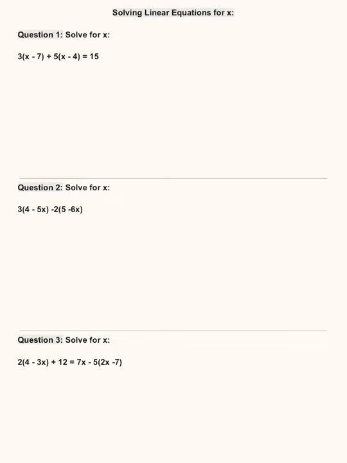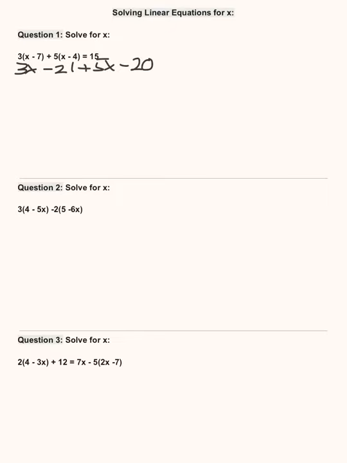So we're going to say 3 times x is 3x. 3 times minus 7 is minus 21. Then we move on to the next bracket. Same idea, the 5's now outside of the brackets, we must multiply everything in the bracket by 5. So 5 times x is 5x. And 5 times minus 4 is minus 20.